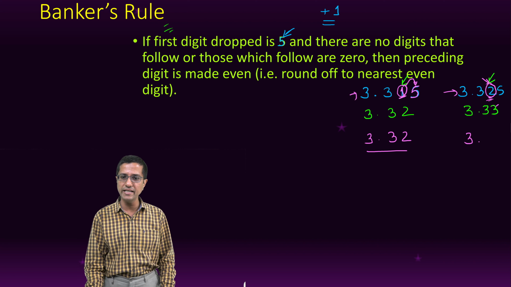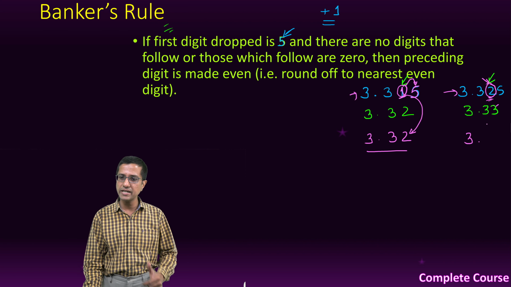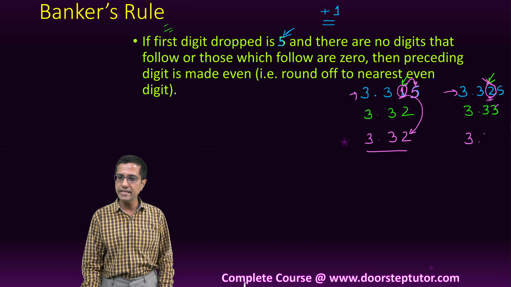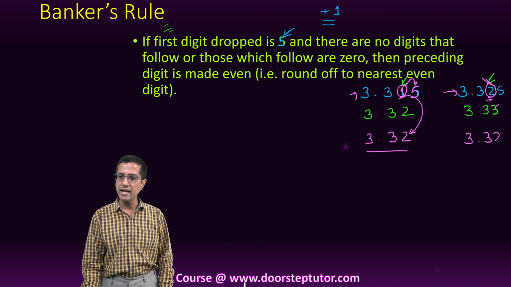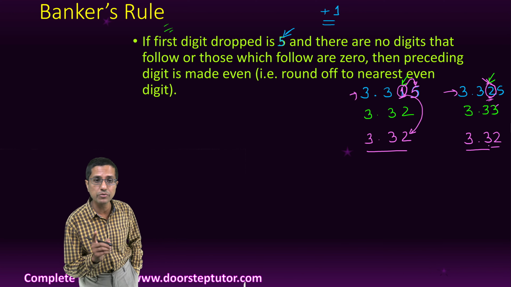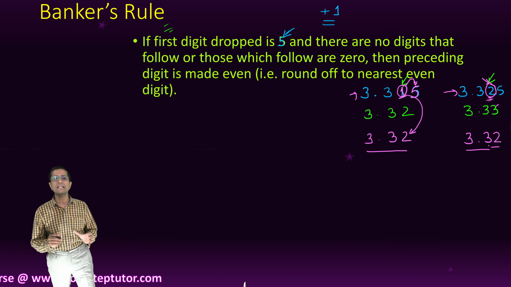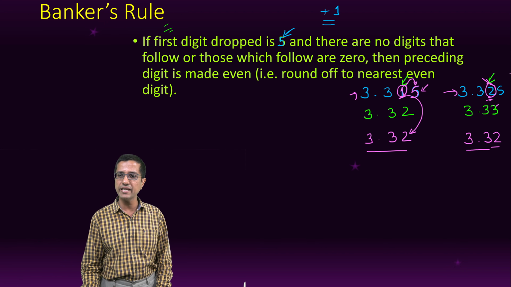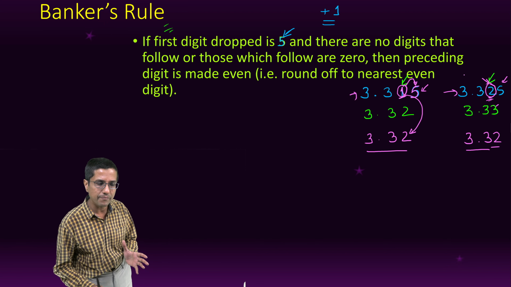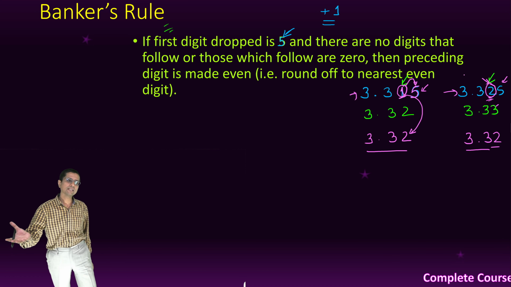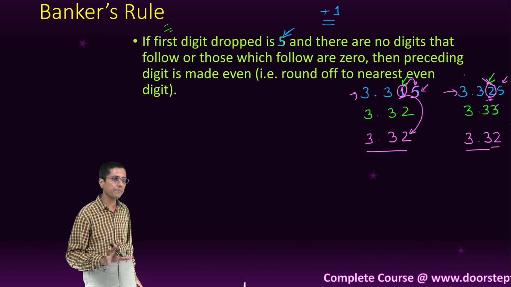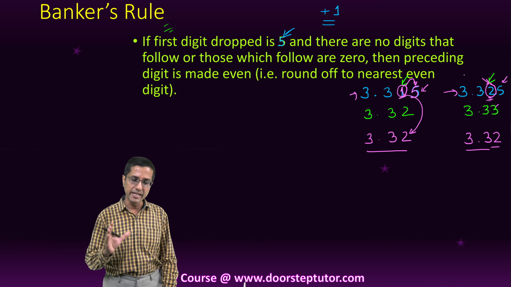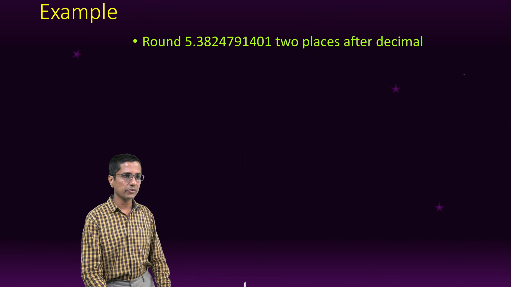So here I did the increment and it became an even number. That's why I did the increment. Here it is already even and it will become odd, so I skip the increment. I do not do the increment and I keep the number as is. Of course, this rule is only applicable if the digit next to the rounding digit is a 5. In all other cases, the rules remain the same. We increment if the digit is bigger than 5. We keep the digit the same if the digit next to the rounding digit is less than 5. So this was the Banker's rule.